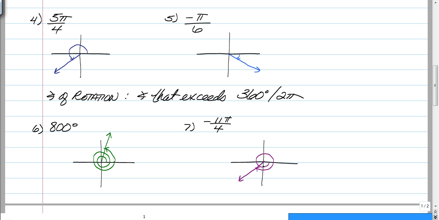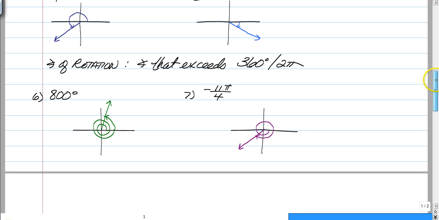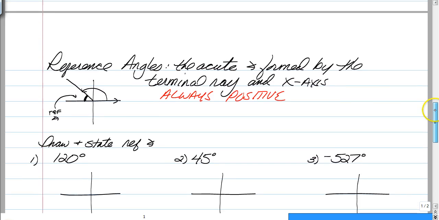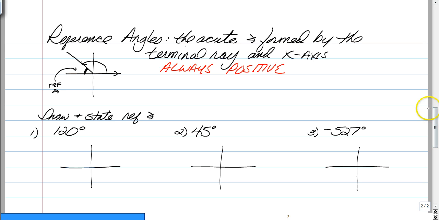So yes, you can graph angles that are more than 360 degrees. You'll know it once you start seeing your spiral overlap. That's how you'll know that it's more than 360 degrees. All right, so that's how you draw angles. Now we're going to talk about a reference angle. Now there's a couple rules about a reference angle that you need to know before you start doing it.